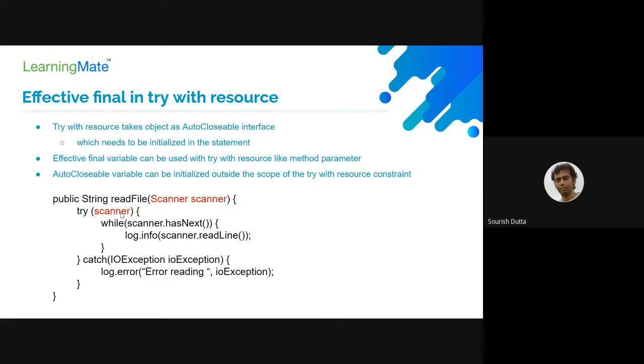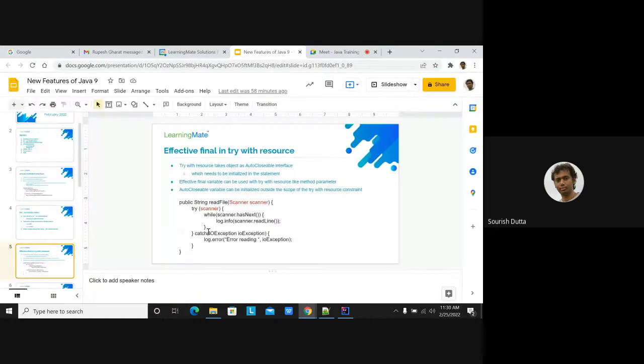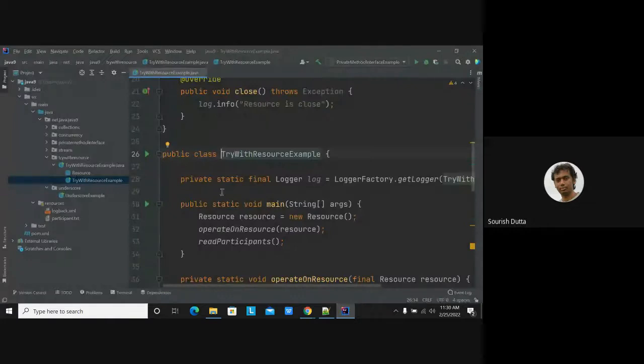Previously, what happened? In try with resources, that particular variable was initialized in this block, so its scope was within this block. Now this variable can be declared outside the block. So its scope will remain available, even though it's been cleaned up. So that is the pointer we have to keep in mind when we are doing the implementation. So let's see an example. So, try with resources.